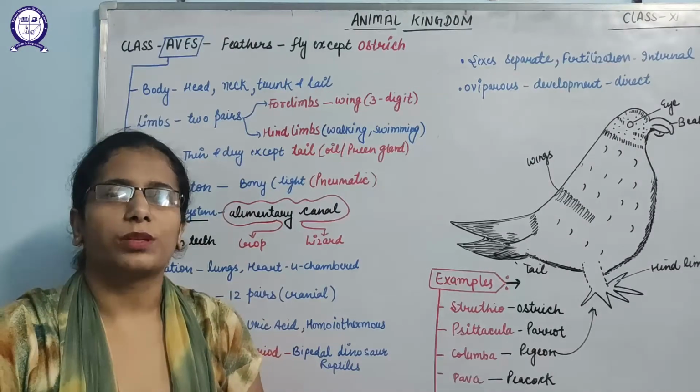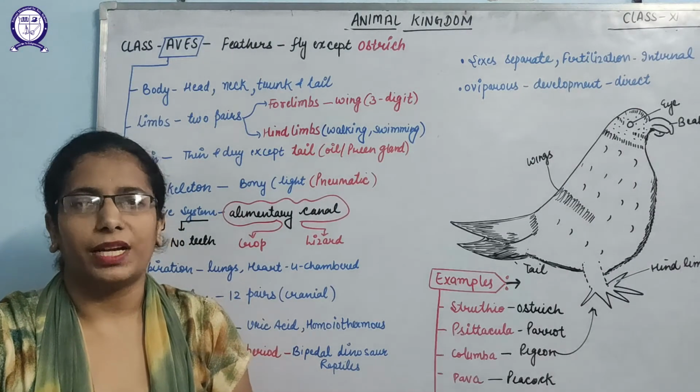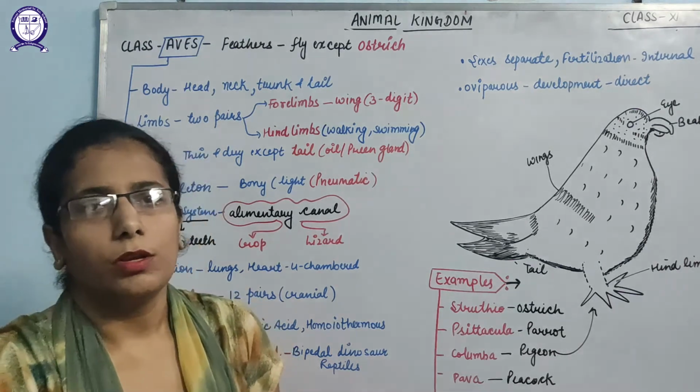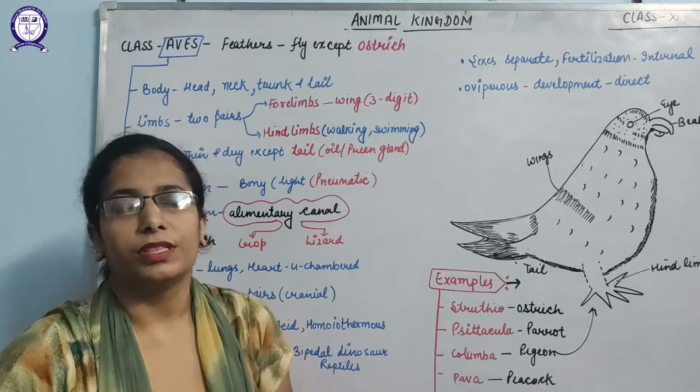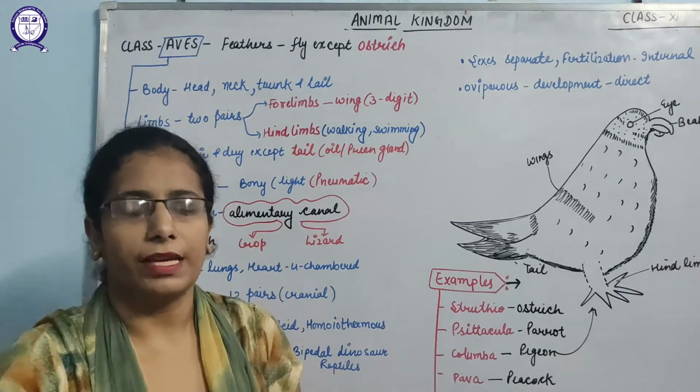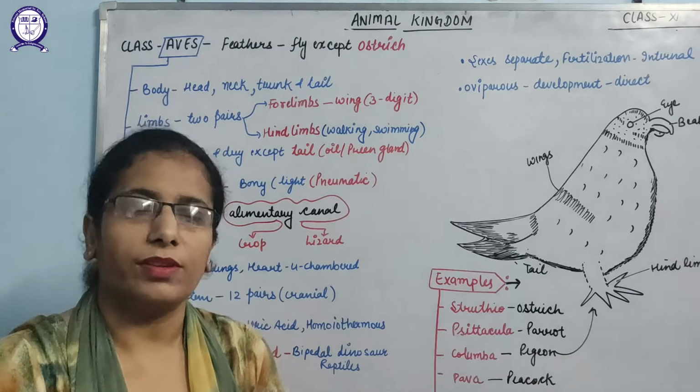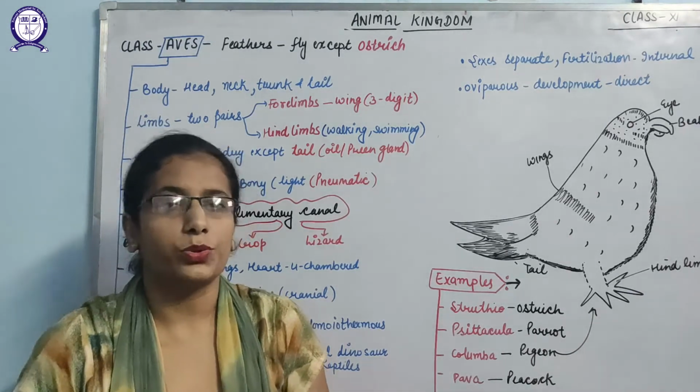Now we are going to discuss the next class, that is the aves. Aves include all the birds. These birds have a special feature, that is they have feathers, and the feathers help in flight. But there is one bird that has feathers but is unable to fly, that is the ostrich.